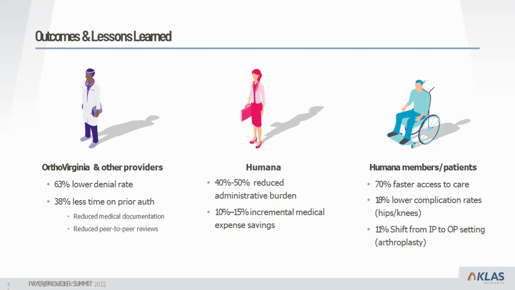So in terms of Ortho Virginia and other providers, they're seeing much lower denial rates, also significantly less time spent on prior auth and frustration, and the solution has a 92% provider satisfaction rate. Humana is seeing 40 to 50% reduced administrative burden, as well as, despite the fact that we're creating such a provider-friendly process that is really rooted in the evidence and the patient care journey, they're also still seeing incremental medical savings due to the fact that we're able to nudge and get that patient onto the right path without that irrational variation.